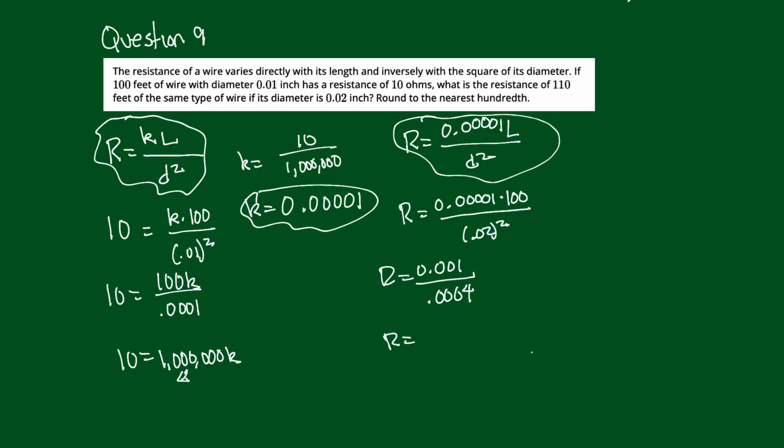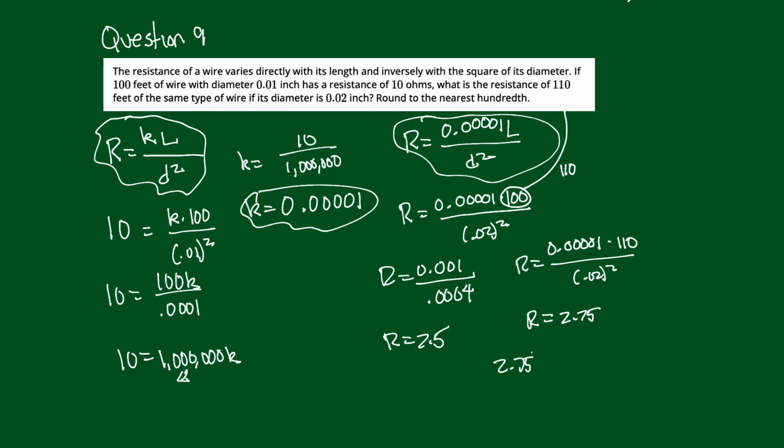Right now, I got R to be 2.5, but I just saw something here. You see what I did here? I put 100. What should it be? It should be 110. Right now, if you put 110 in here, what you're going to get is R is equal to 0.00001 times 110 over 0.02 squared. And that comes out to give you R equals 2.75. So it's going to be 2.75 ohms.